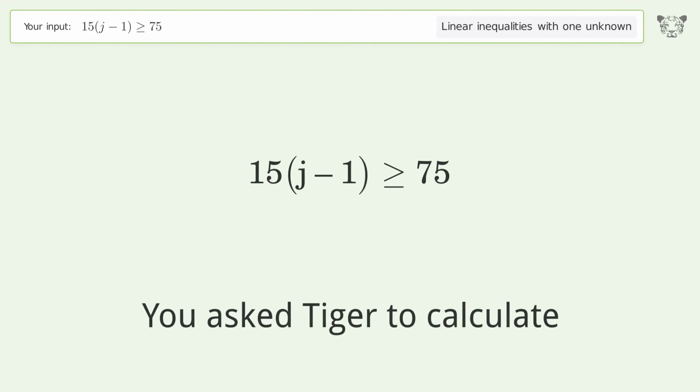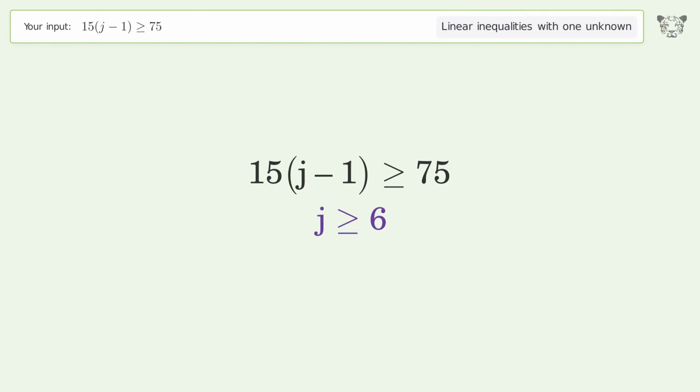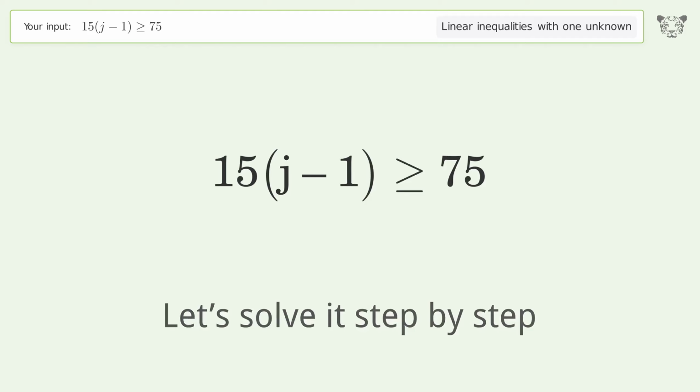You ask Tiger to calculate. This deals with linear inequalities with one unknown. The final result is j equal or greater than 6. Let's solve it step by step.